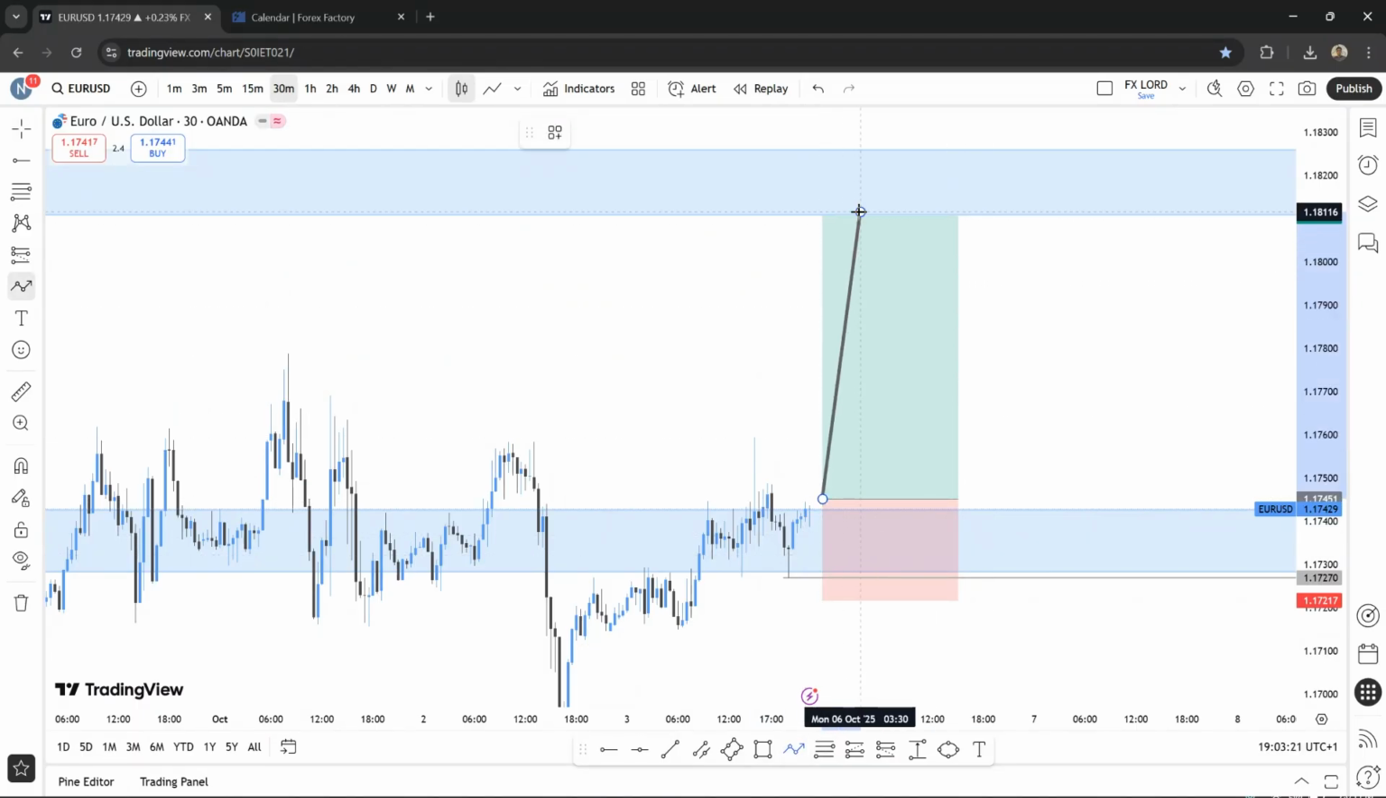And by the time we get here, I have to wait for confirmation if we are going to continue to the upside, or if we are going to fall back to the downside. Then I know how to take my next move, right? So that's what I'm looking out for on Euro USD.